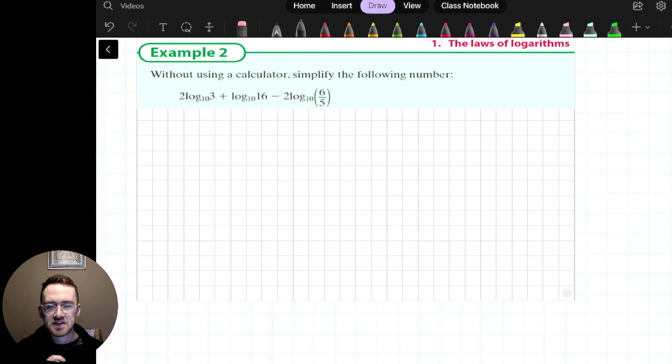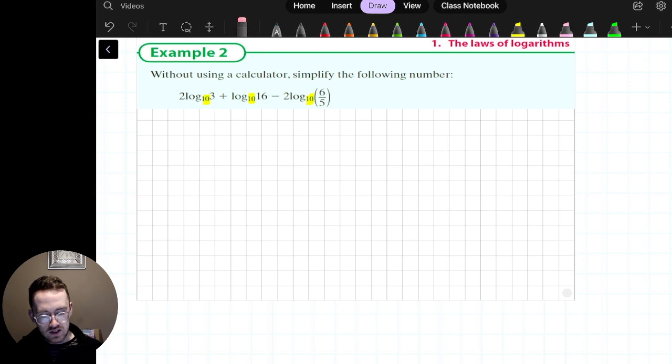Okay, 2 log to the base 10 of 3 plus log to the base 10 of 16 minus 2 log to the base 10 of 6 over 5. Okay, so we have a fair bit to do here. First of all, the bases are the same. That's good for us. That means we can start using our rules without any real issues. We're not going to have to change bases or anything like that.